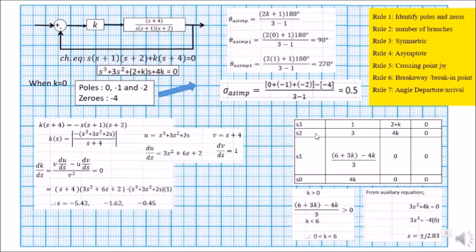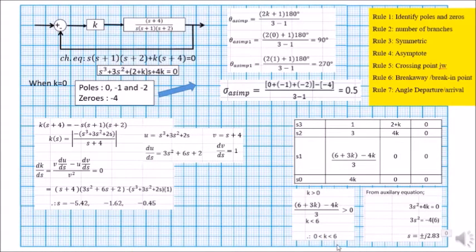Okay, after we complete this RH table, we can find the value for K maximum. How? We take this value, which must be greater than 0, and from there we know that K is greater than 0. Next we take this value, which must be equal to 0. From here we solve and get K less than 6. So from this information, we know that K must be between 0 and 6.